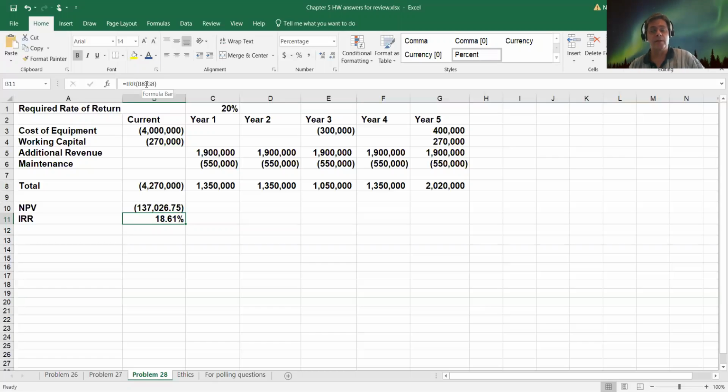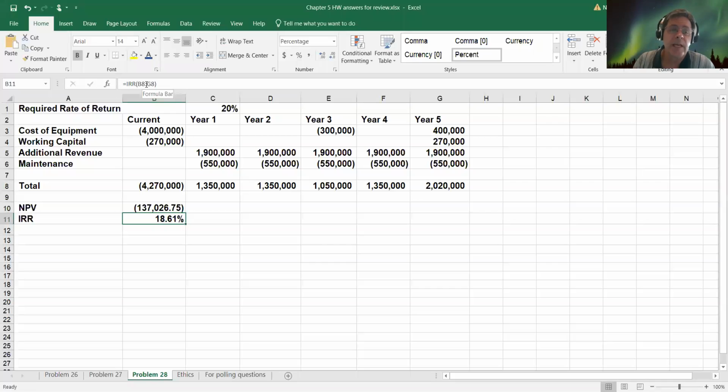Now, our decision rule in this case is that given these parameters, we would not go ahead with this project. It has a negative NPV and the IRR is less than 20%. But if you read the problem, it says our normal required rate of return is 15%, but that we determined that this one was high enough risk that it needed a larger required rate of return.